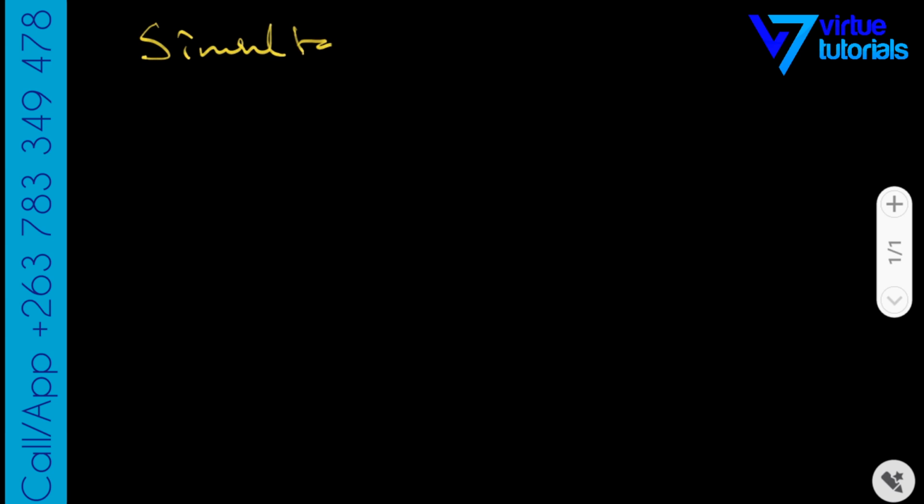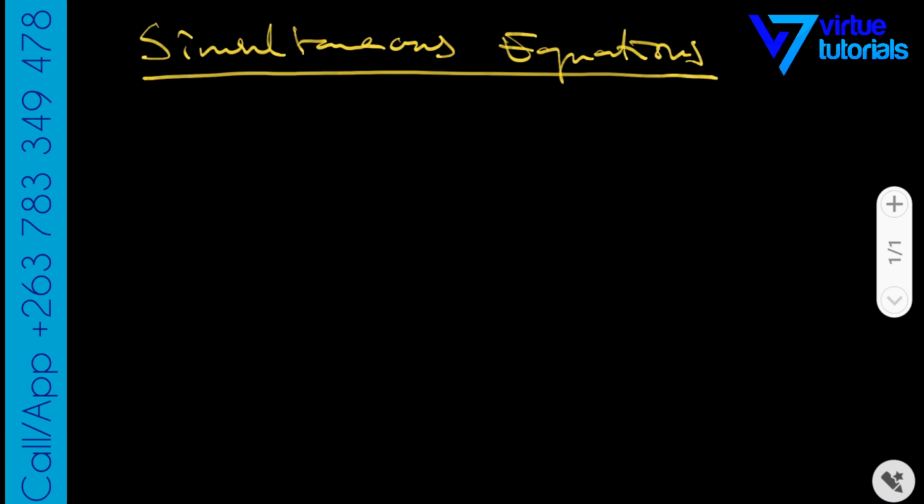Simultaneous equations. We're looking at simultaneous equations. Simultaneous equations are two or more equations that you have to solve at once, at the same time. For our studies, we're going to limit ourselves to two equations, so you're trying to solve a pair of equations at the same time.